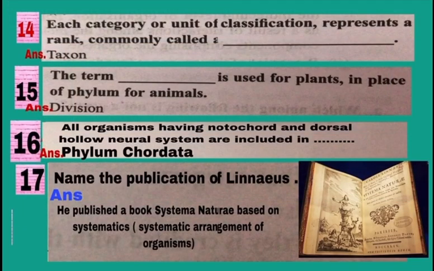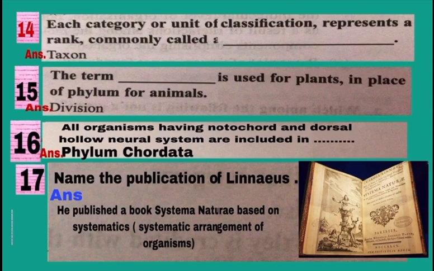Question number 14. Each category or unit of classification represents a rank, commonly called as dash. It is commonly called a taxon. It is a unit of classification representing a rank. Question number 15. The term dash is used for plants in place of phylum for animals. It is division, which is used for plants in place of phylum.